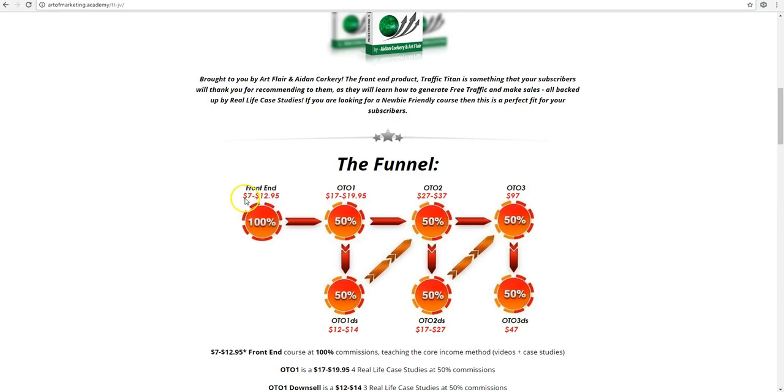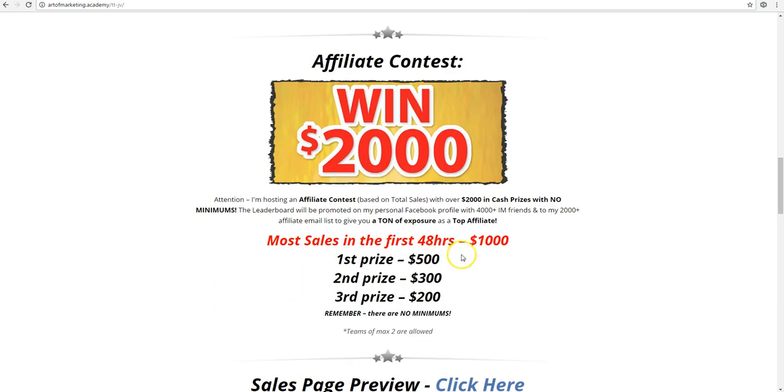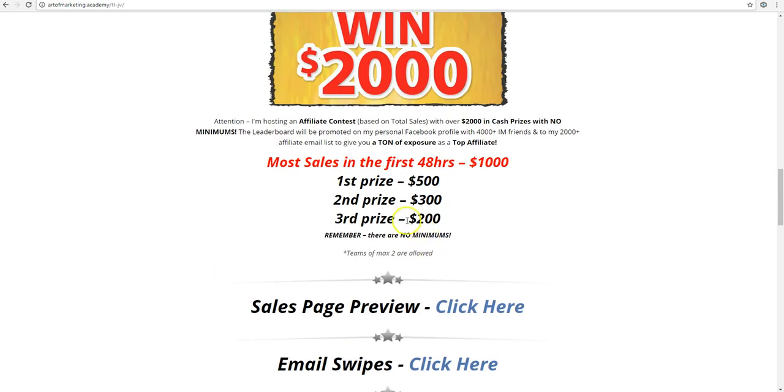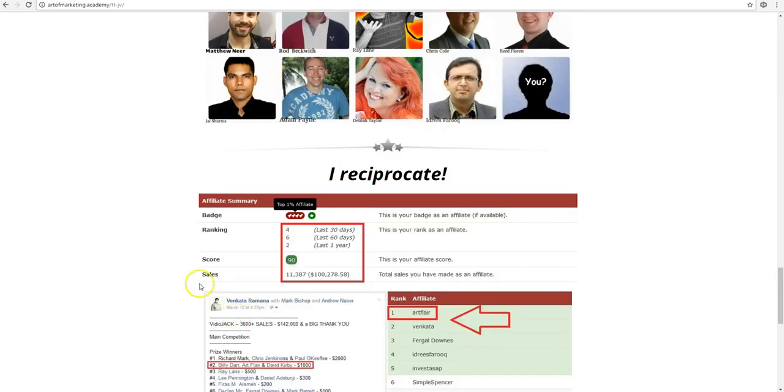Let's say in the front end, you can earn from $7 to $12 at 100%. And in the funnel, the one-time offer is $17. And if the buyer doesn't buy that, he'll go to the downsell, $12. So you can probably earn around $60 here if he goes through the whole funnel. And if you can win an affiliate contest, you can win $500 and so on. These are some top affiliates who are actually promoting this one.